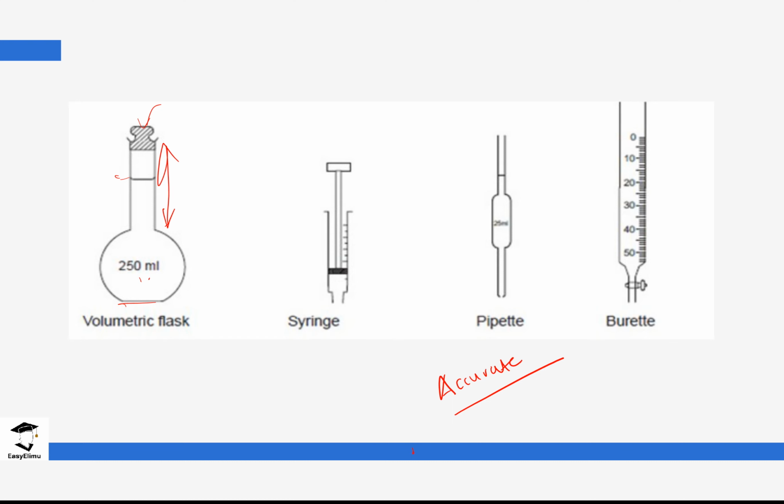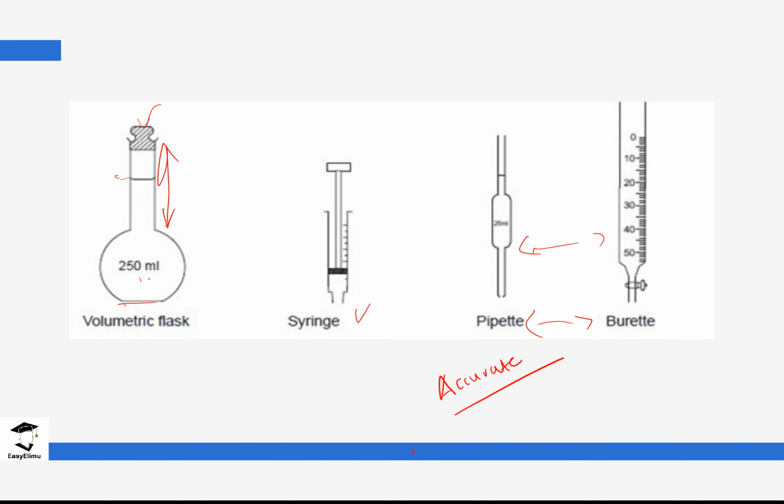For the syringe, we are going to discuss it when we are measuring air, the active part of air, and looking at oxygen taking part in the burning of metals. We're going to use it a lot because it helps to measure accurate volumes. For the pipette and the burette, you're going to use them in titrations, very often in Form 3. So we're also going to look at that. And you can see the difference between the two.